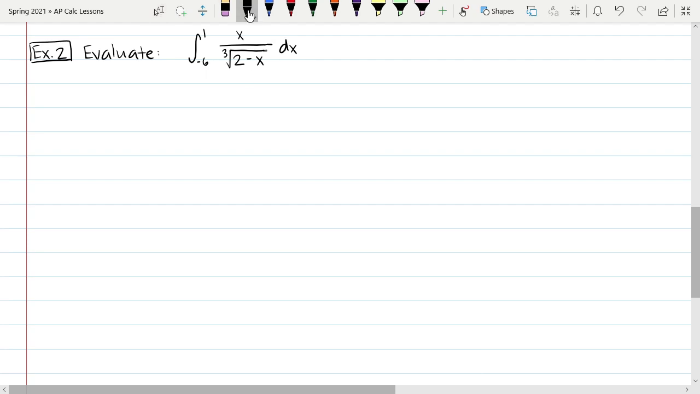So right here we've got the integral from -6 to 1 of x over the cubed root of 2 minus x dx. So of course we are going to rewrite this as the integral from -6 to 1 of x times the quantity 2 minus x to the -1/3 dx. And so now hopefully we recognize that u is going to equal 2 minus x. So du will equal negative dx, or in other words, dx just equals negative du.